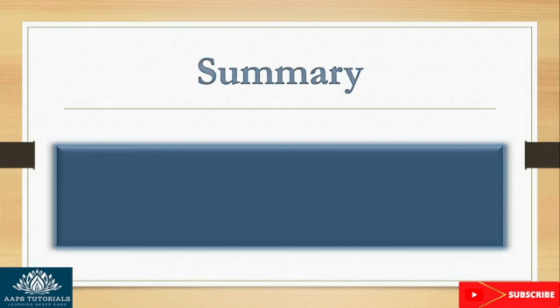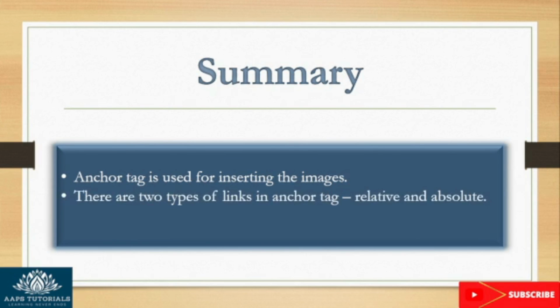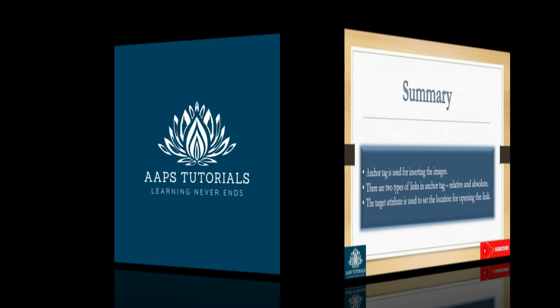Let's conclude with the following points. First, anchor tag is used for inserting the images. Second, there are two types of link in anchor tag, relative and absolute. The third, the target attribute is used to set the location for opening the link.